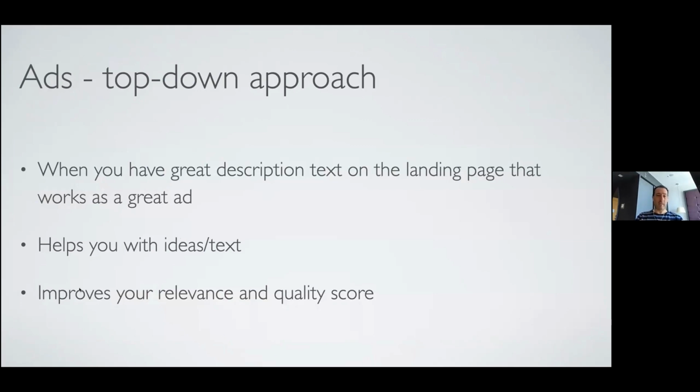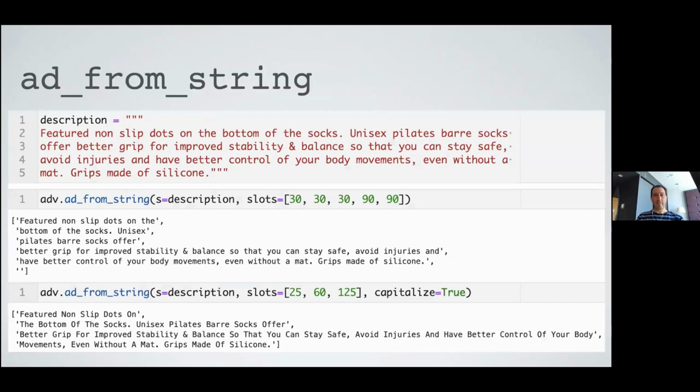It gives you good ideas and helps you a lot with the relevance and your quality score. Because when the text in your ad is also available on the landing page, it creates a matching effect and the quality score goes up. It's also good for users to see the same text that you've promised them on the landing page.